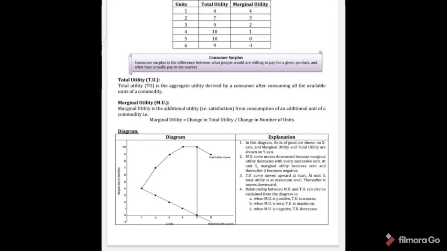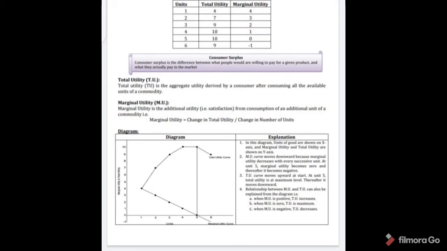What is total utility? Total utility is the aggregate utility derived by a consumer after consuming all the available units of a commodity. Marginal utility, what is this? Marginal utility is the additional utility, that is, satisfaction from consumption of an additional unit of a commodity. That is, marginal utility is equal to change in utility divided by change in number of units.